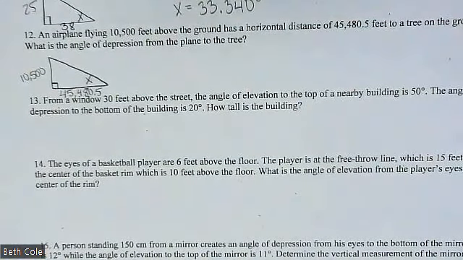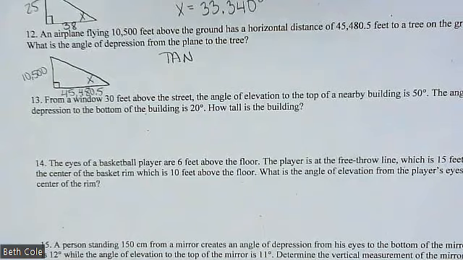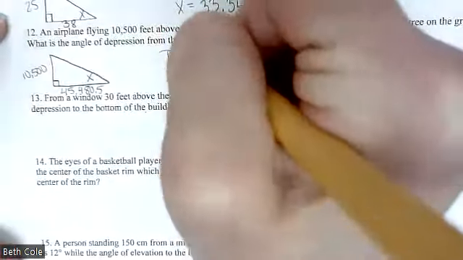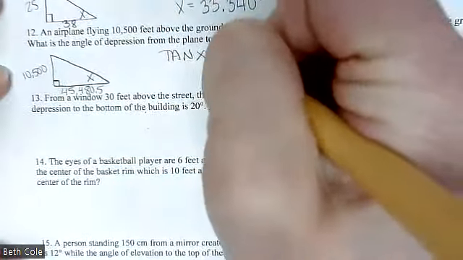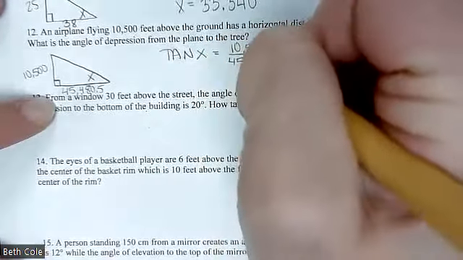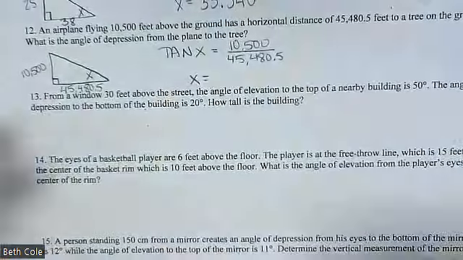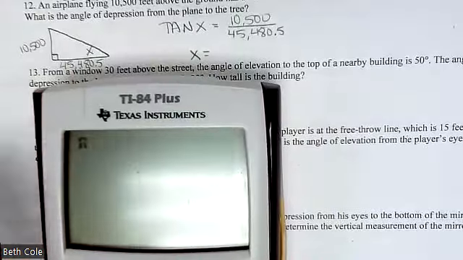So sine, cosine, or tangent? Tangent again. Have you noticed that tangent comes up a lot? You don't usually have the hypotenuse. That's not normally a piece of information you get. So if you are going to just have a guess of sine, cosine, or tangent, tangent is a good guess, all right? Tangent of x equals 10,500 over 45,480.5. And then again, you're going to do tangent inverse.